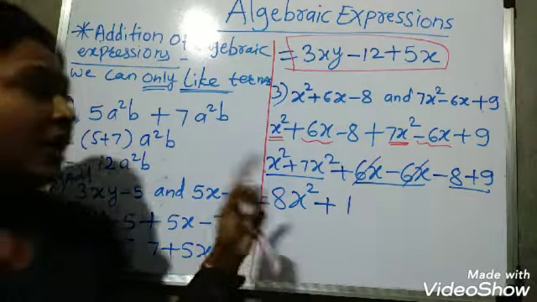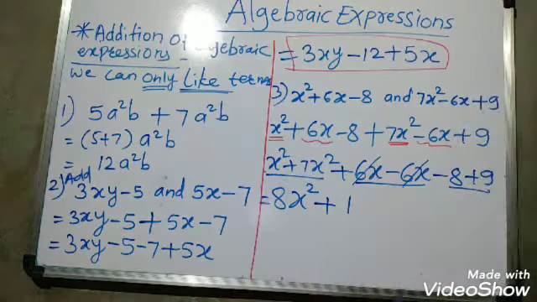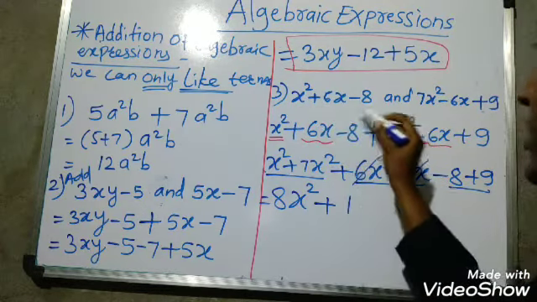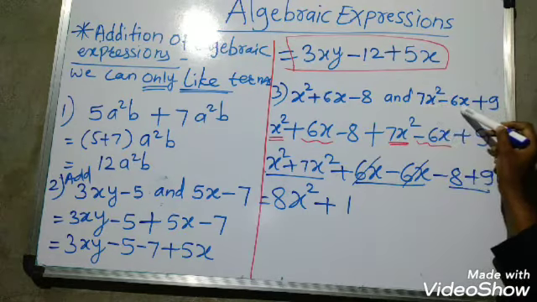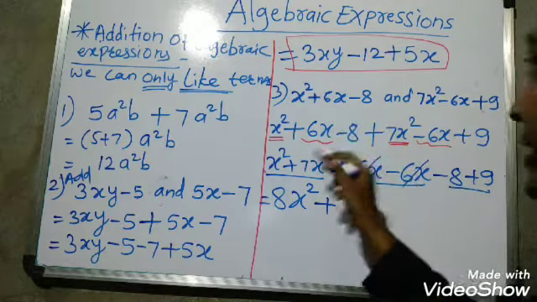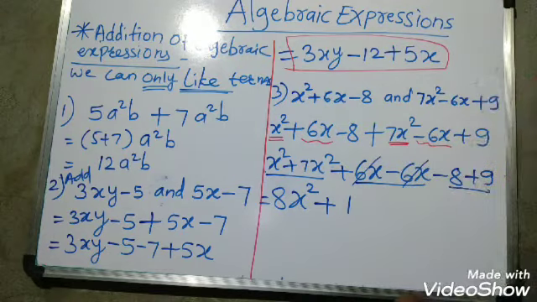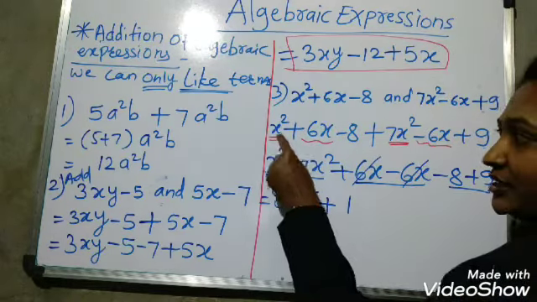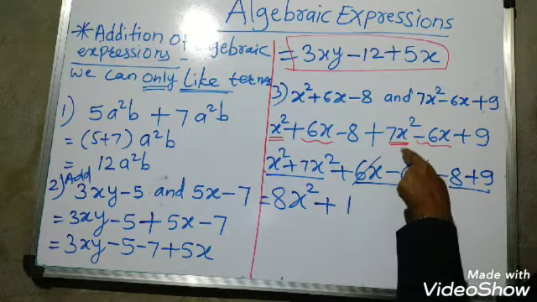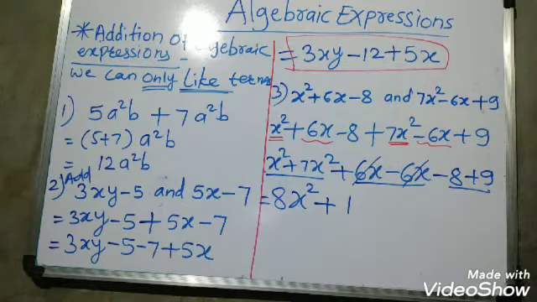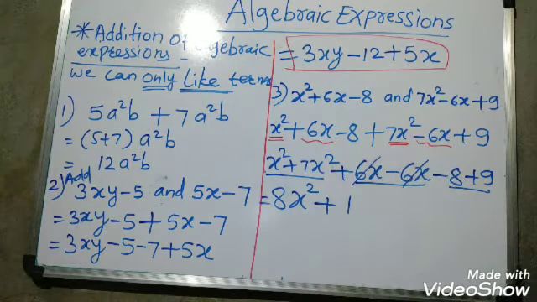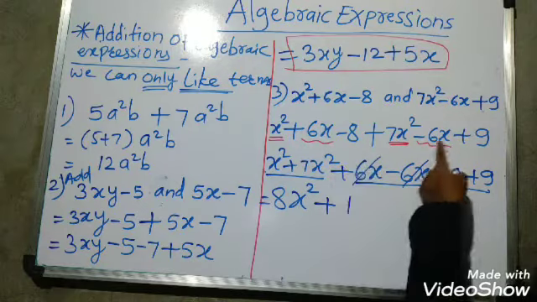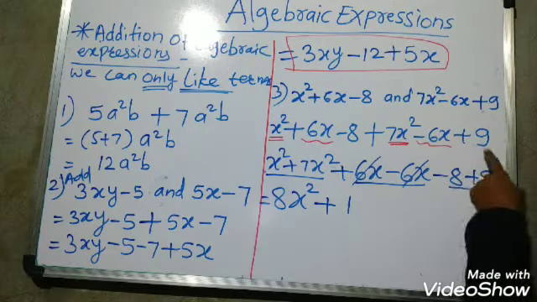Why? Because they are not like terms. We can add only and only like terms. Students, do you understand how I did this? See, first this expression was there, x square plus 6x minus 8, and 7x square minus 6x plus 9. First I wrote this with the addition sign. Now whatever like terms are there, see, x square is on both sides, so they are like terms. So I wrote these together. See, here x square as it is plus 7x square. Now plus 6x minus 6x, and minus 8 plus 9.